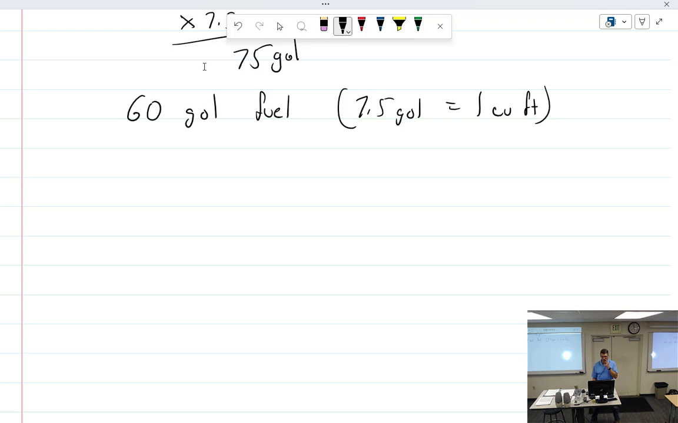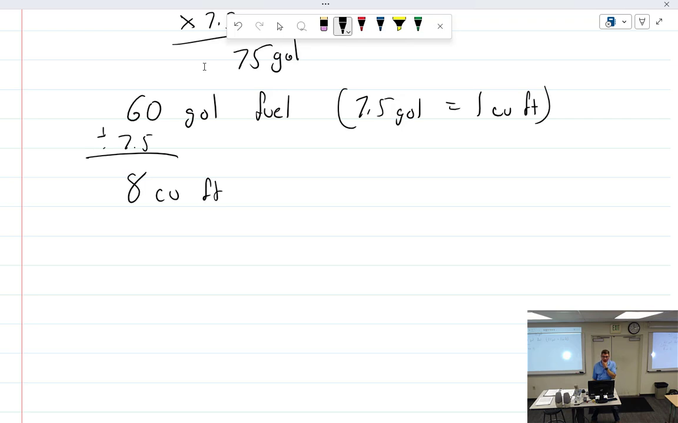Divide by 7.5. So, okay, let's think this through here. We need a container that holds 60 gallons of fuel, right? And so for every cubic foot, we have 7.5. So we're going to divide. How many 7.5s are in that 60? 8. So we can divide that by 7.5, and we get 8. So we need a container that is 8 cubic feet.